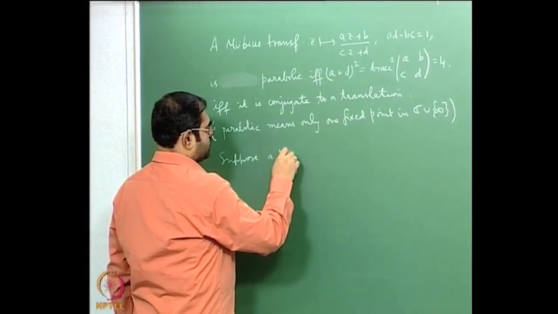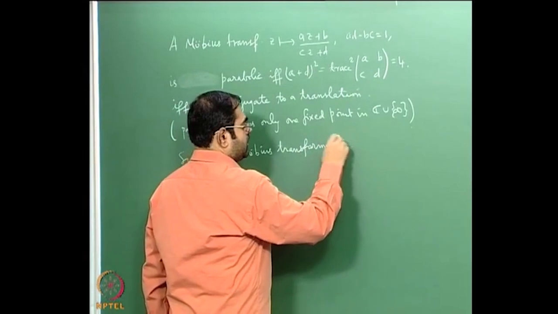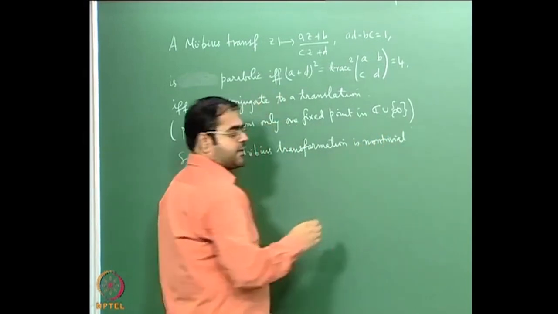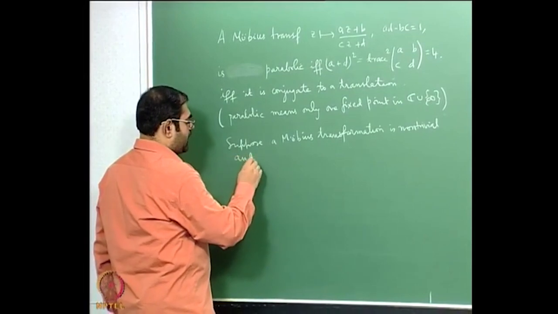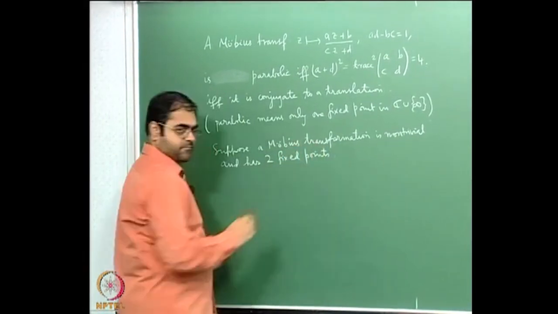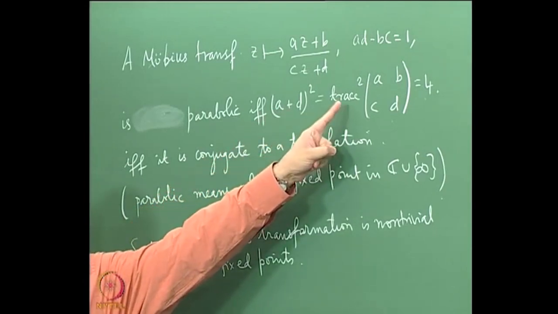So suppose your Moebius transformation is non-trivial. Okay, so it's not the identity transformation, and has two fixed points. Okay, so the case when it has one fixed point is called parabolic. What is left out is the case when there are two fixed points, okay. So this is a non-parabolic case, okay. Now how do we classify Moebius transformations which have two fixed points, okay. So the key to this is again looking at the values of trace squared, okay.